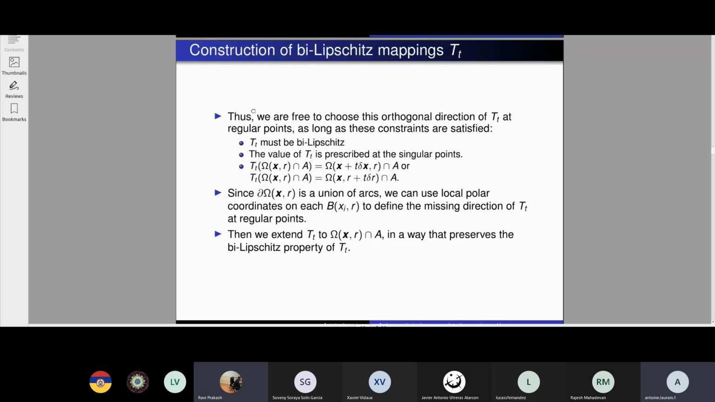So basically, we are free to choose the orthogonal direction of T at the regular points, but we need to satisfy a few constraints. So the capital T must be Bi-Lipschitz. The value of T is prescribed at the singular points, and the mapping capital T needs to map the set omega intersected with A to the set omega of X plus T delta X, okay?